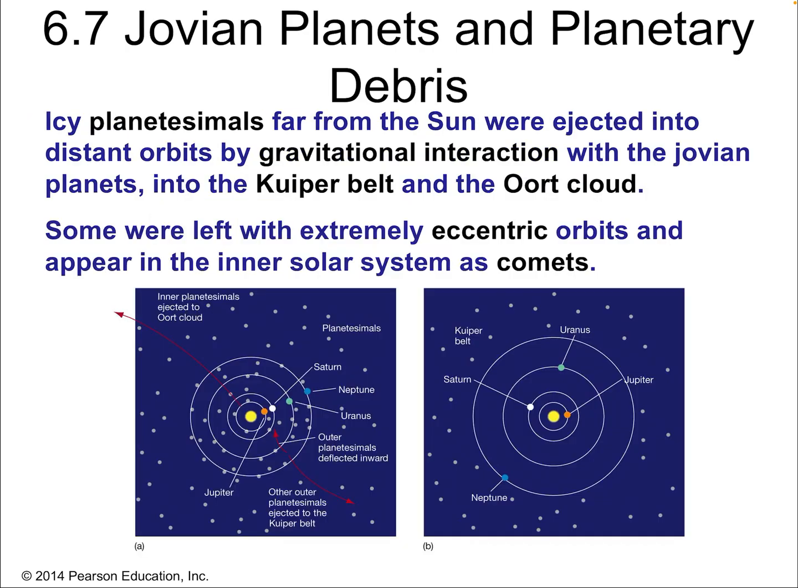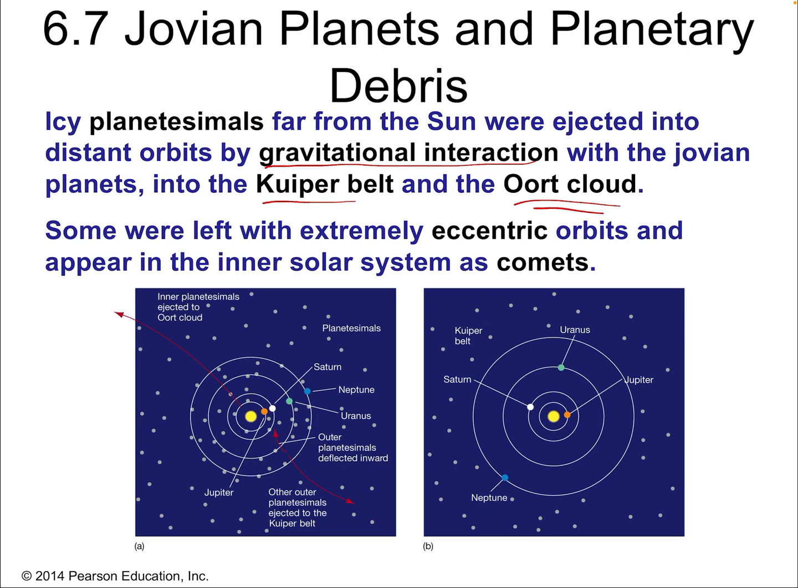Okay, so icy planetesimals far from the sun were ejected into distant orbits by gravitational interactions, kind of like the gravitational slingshot that engineers plan for when they send space probes out into the solar system. But this would have happened naturally, okay? And this then formed the Kuiper belt and the Oort cloud. So these were leftover chunks that never joined with the gas giants, but then got flung out of the solar system. Now, we haven't mentioned the Oort cloud, but the Oort cloud has never been confirmed to exist, but there's a lot of suggestion that it does exist.